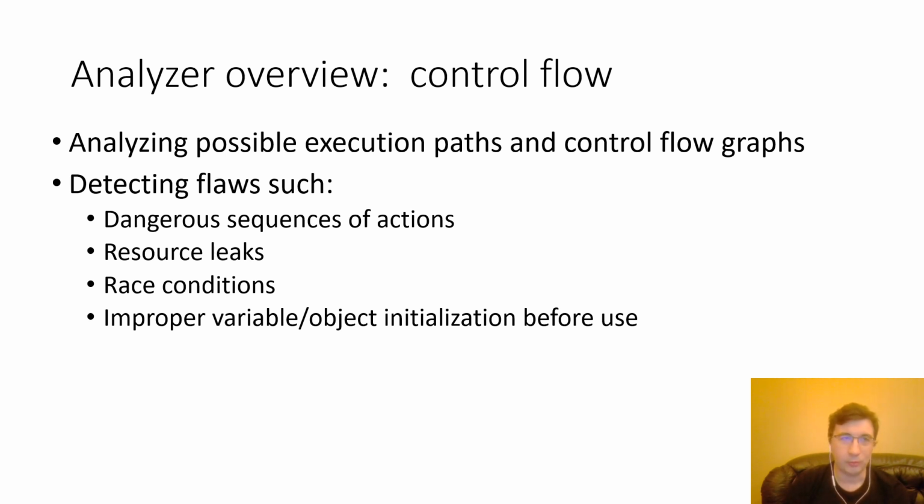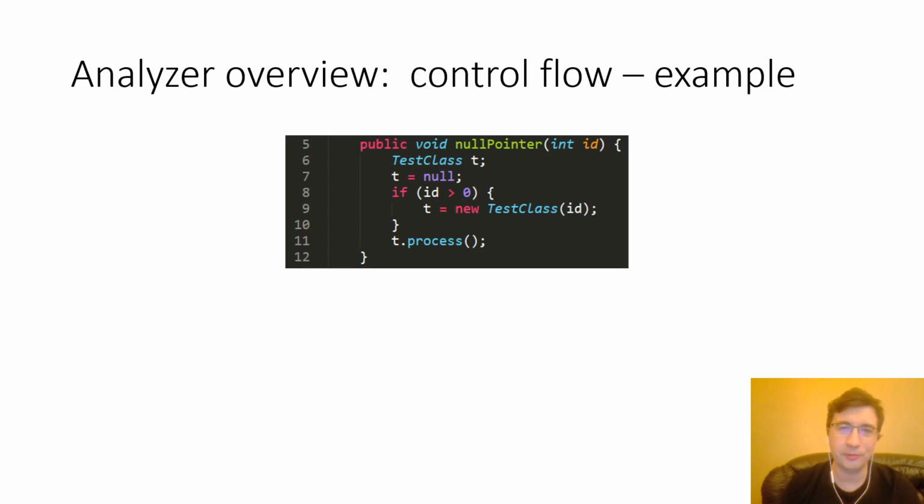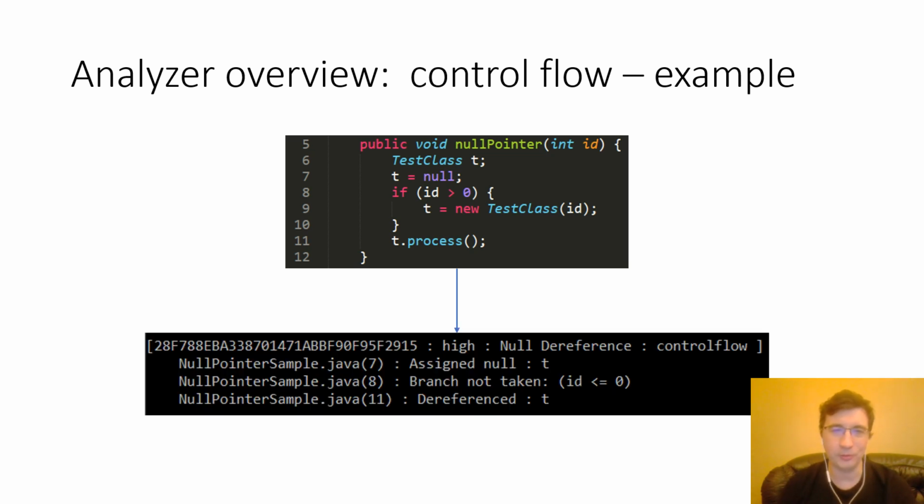initialization before use. As an example of a defect that is discoverable by the control flow analyzer, let's consider null pointer dereference. Here is a method in Java that clearly has one execution path that may lead to T not being initialized before being used. And as you can see, this case is properly detected and reported by a static analysis tool.